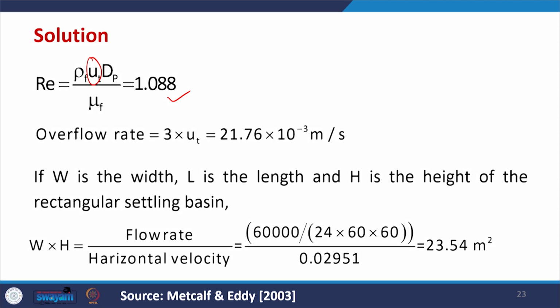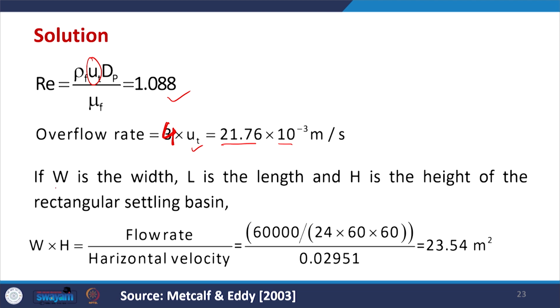Now, it is suggested that the overflow rate has to be 4 times the ut. So, this is 21.76 into 10 raised to minus 3 meter per second. This is the overflow rate.